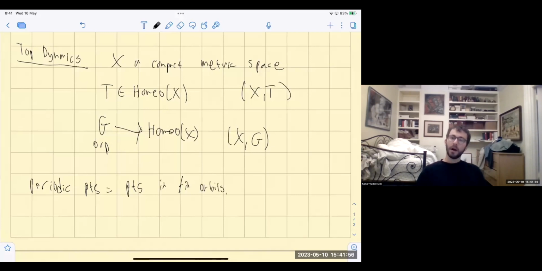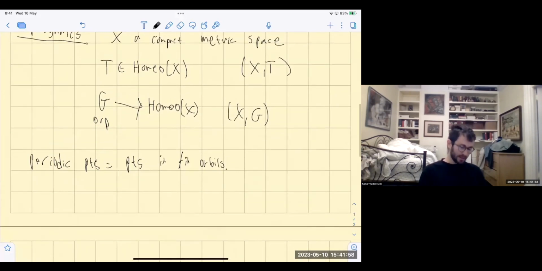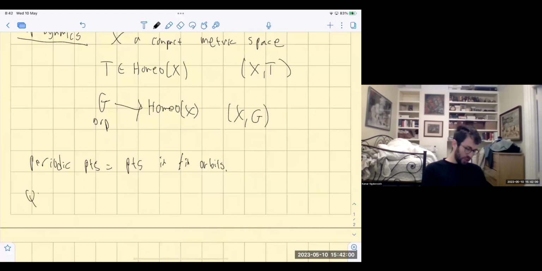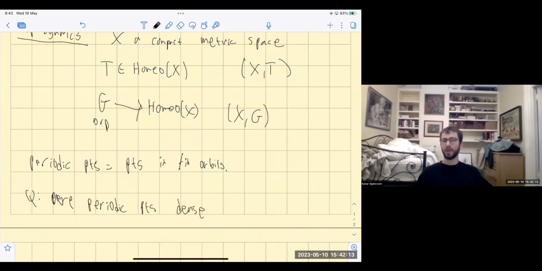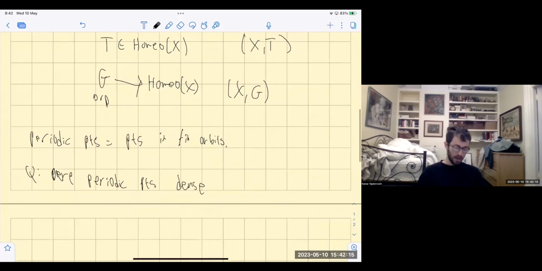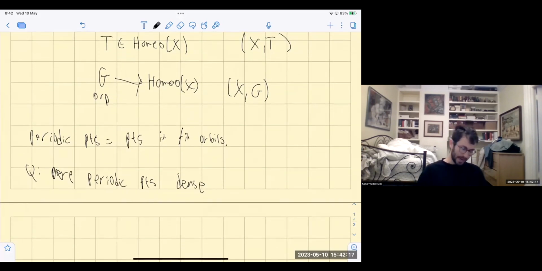Okay. These are periodic points, and of course, what you can ask is, this is a general question that you can ask: are periodic points dense? This is like a classic question you might ask in a dynamical system. Let's give an example where this is the case.